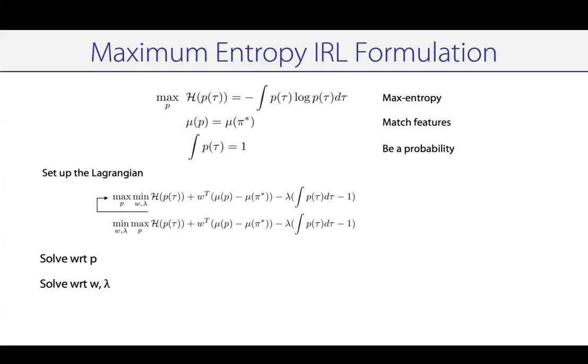We just took the gradient of this thing, set it to 0, solve for P. Then took the remaining expression, took the gradient with respect to lambda, set it to 0, solve for lambda, substituted in to get an equation for W, right? And W's are like reward weights.